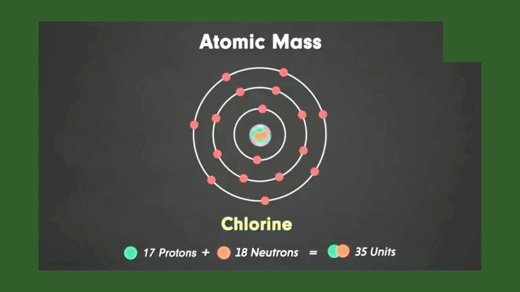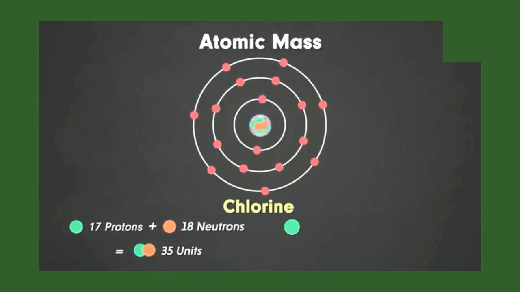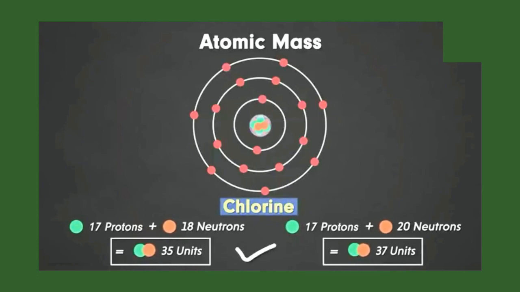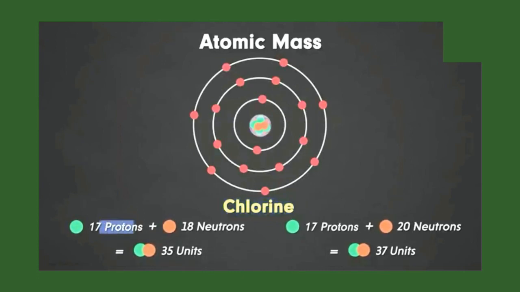Absolutely. But wait a second. A few chlorine atoms that exist in nature exhibit a different form. Some of them have 17 protons and 20 neutrons. That gives us the atomic mass of chlorine as 37 units. So which one is the correct atomic mass? In case of chlorine, both the atomic masses are right. The atoms having 17 protons and 18 neutrons have an atomic mass of 35 units. On the other hand, chlorine atoms with 17 protons and 20 neutrons have an atomic mass of 37 units.